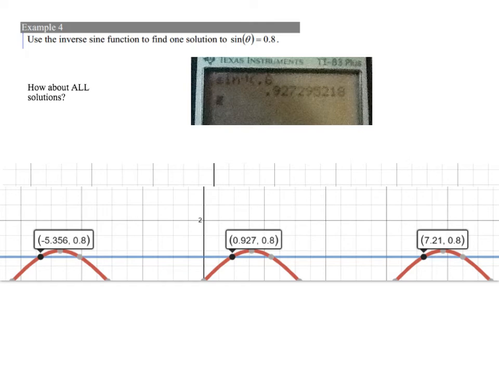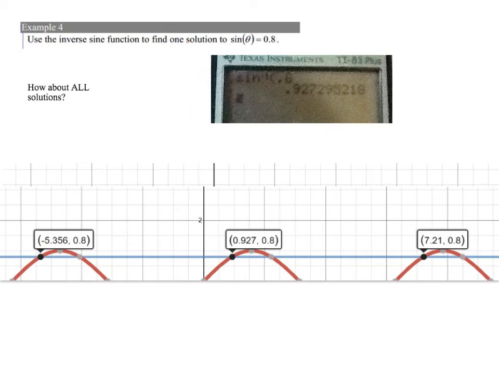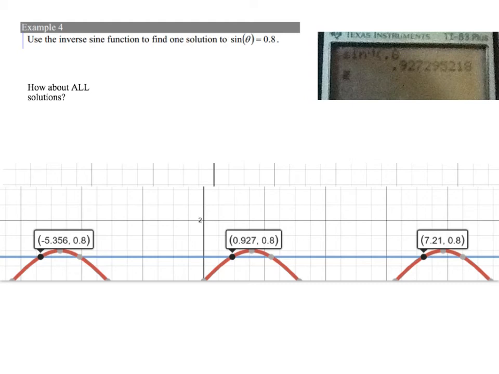But then, if I want to find all solutions, that's what the next example in the book asks. How do I know that 7.21 is the next solution, or that the one before that is negative 5? Well, what do you know about the period of the sine graph? I hope you realize that that's just 2 pi. So in decimal form, I don't know why I wrote 0.8. I should be writing 0.927.